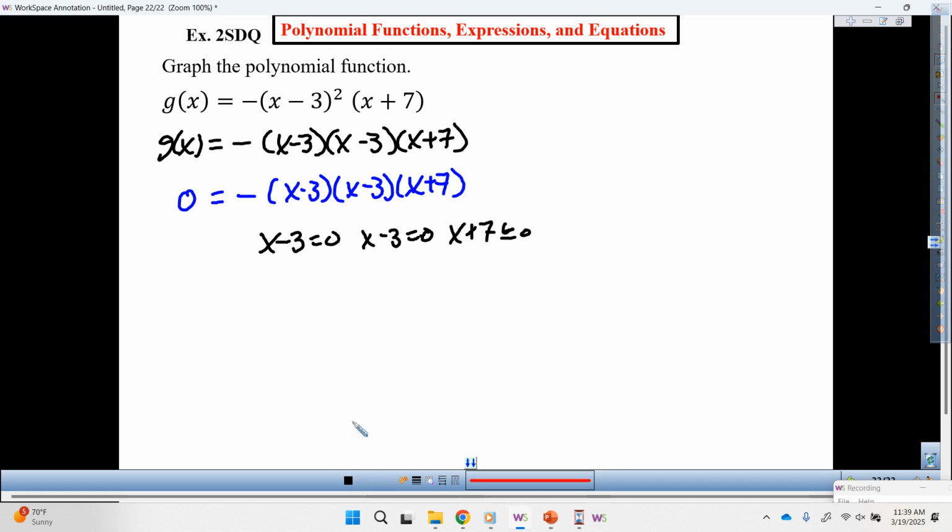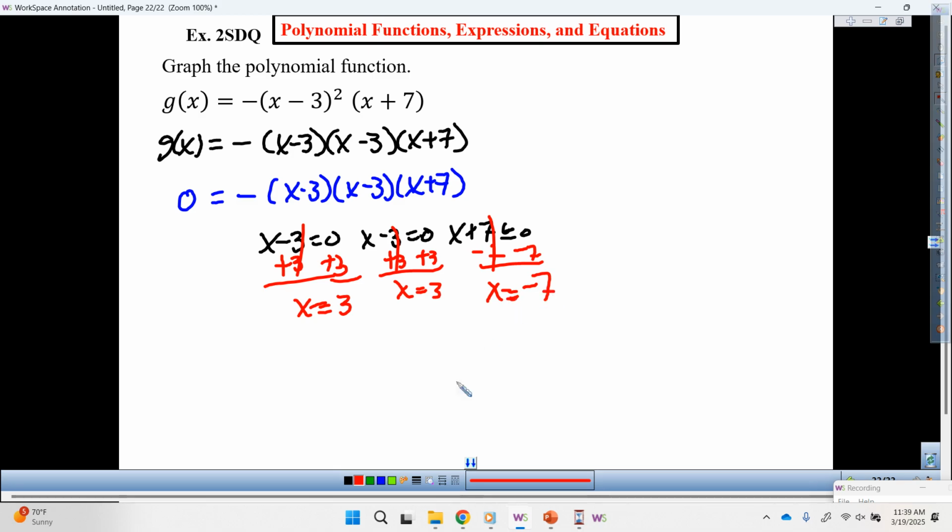And solve, yeah? 6 plus 3 plus 3, x equals 3, plus 3 plus 3, x equals 3, minus 7 minus 7, x equals negative 7. All right. Now, how many zeros do we have? 3, so it comes from where? F of x equals x cubed. Let's graph that.